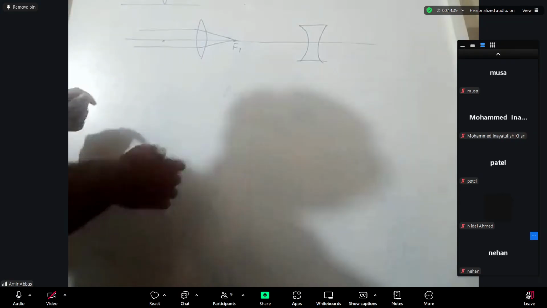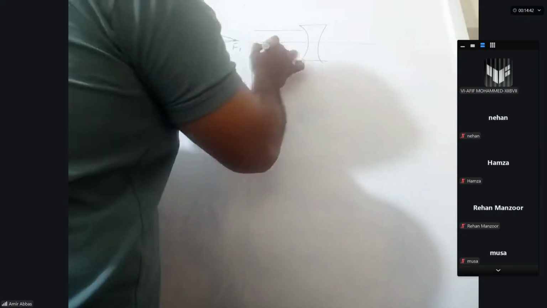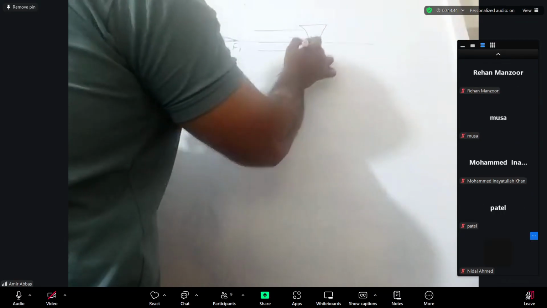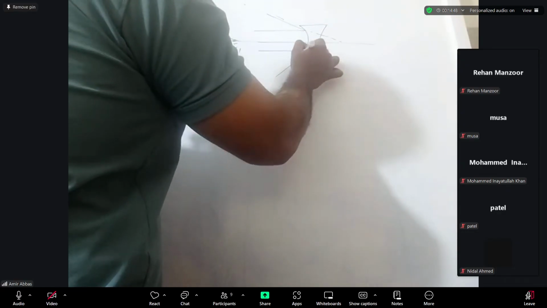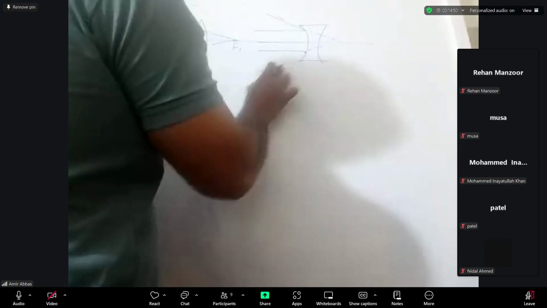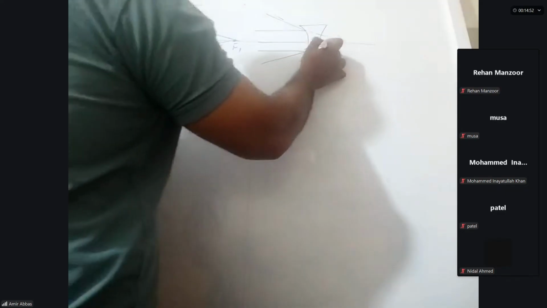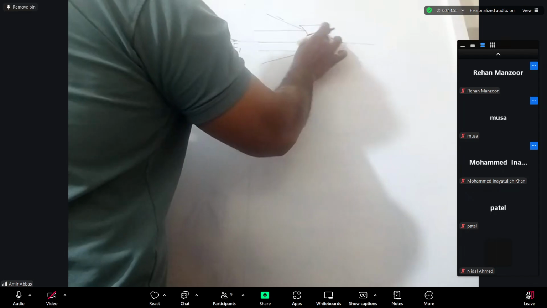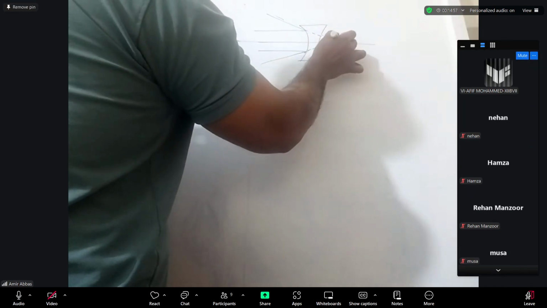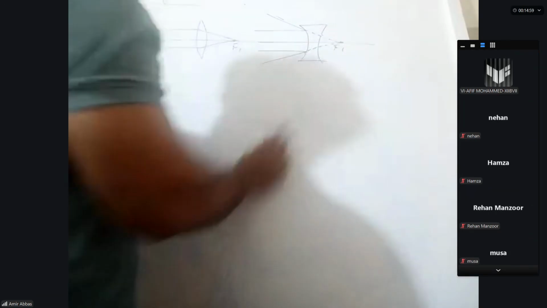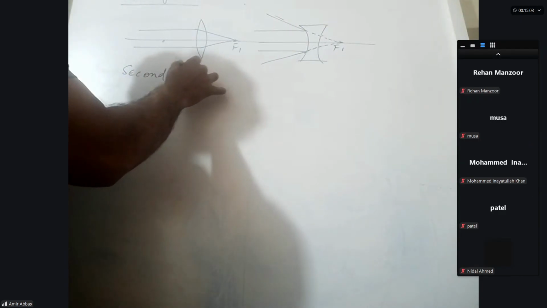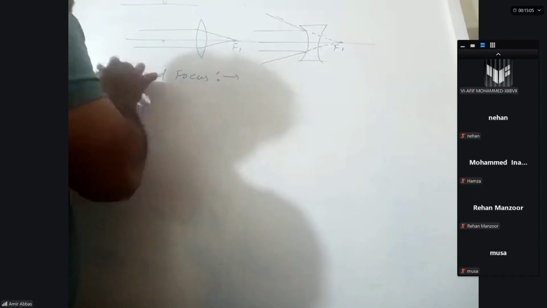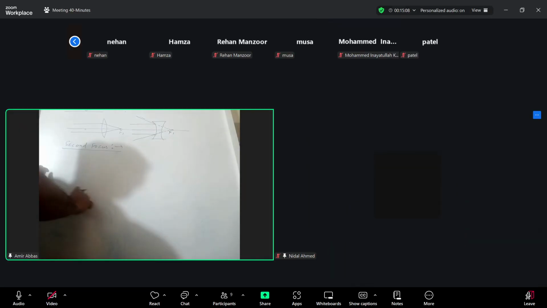Okay. For this, the light rays are coming parallel and get diverged. For this, it seems to be the first focus. Okay. Second focus: if the object is at this point, the image gets formed at infinity. That is called the second focus.